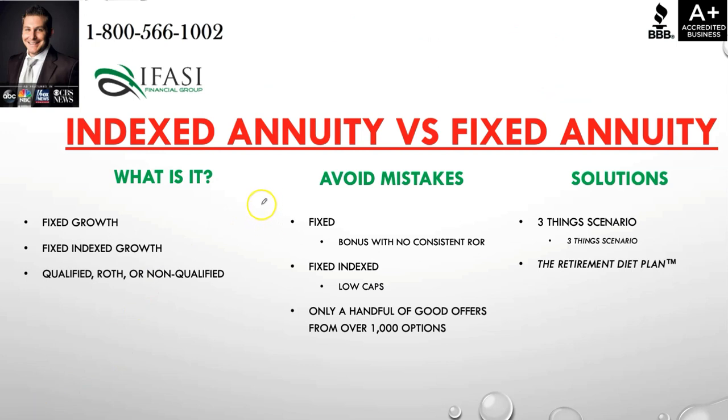All you have to do is give our 1-800 number a call, 1-800-566-1002, and reference this video. We delve a little bit deeper into the three-thing scenario. We patented and trademarked a process known as the Retirement DIET Plan. It's an acronym: DIET stands for distribution, investments, estate, and taxes, making sure that you're very specific with every angle you're taking based upon what your goals are.